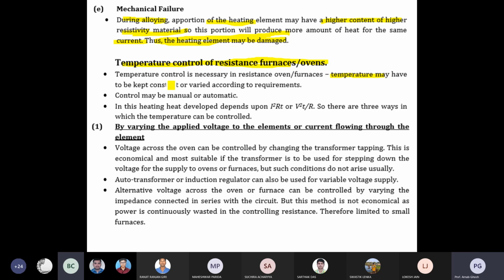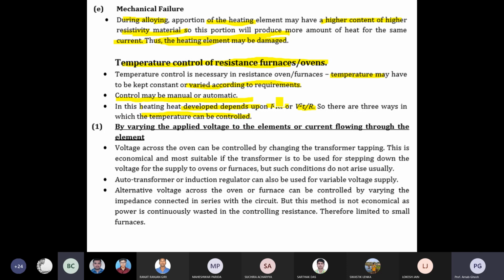Temperature may have to be kept constant or varied according to the requirements. Control may be manual or automatic, so both ways are possible. In this heating, the heat developed depends upon I square T or V square T by R. So there are three ways in which the temperature can be controlled. So how will the temperature be controlled automatically?